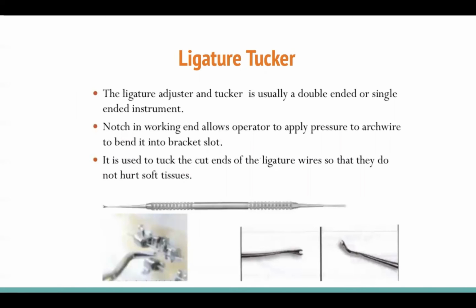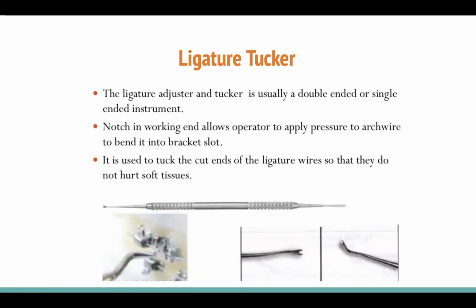Then you need a ligature tucker, okay. It looks like this. Sometimes the wire is not placed in the slot properly. So this ligature tucker helps to push the wire and helps to put the ties, okay? So this is a very good instrument you should keep in the clinic.